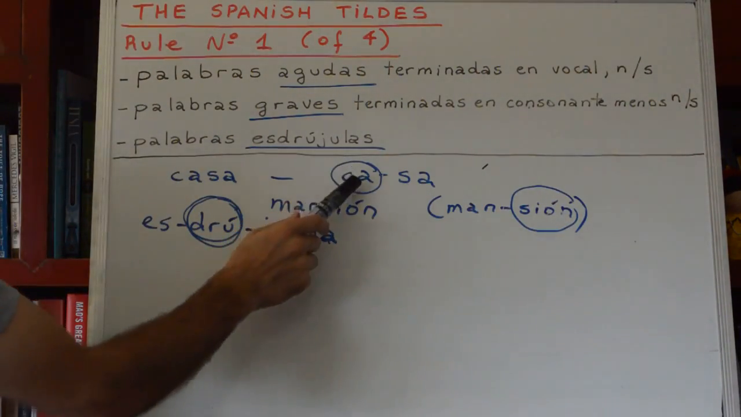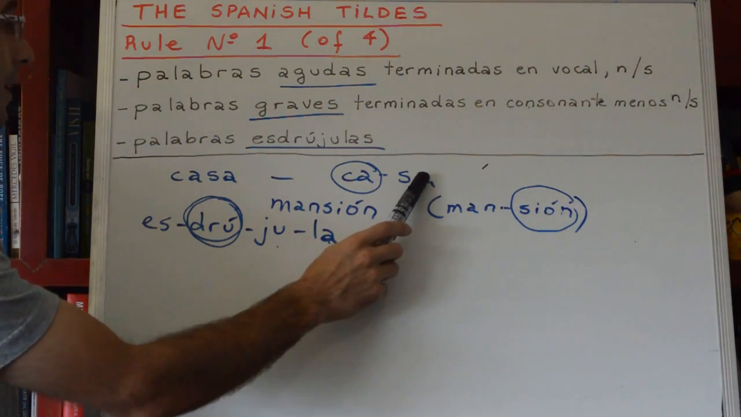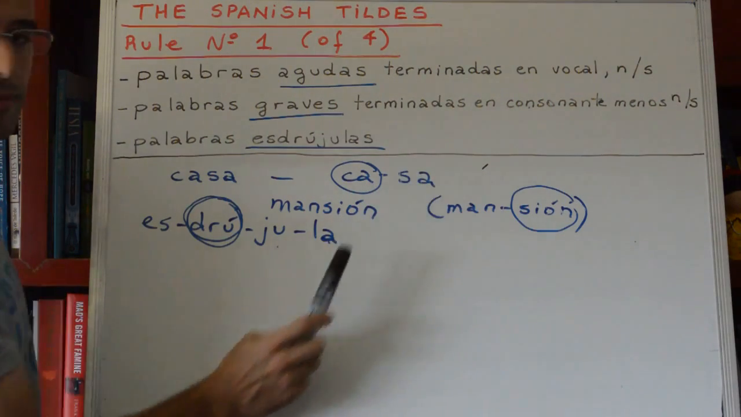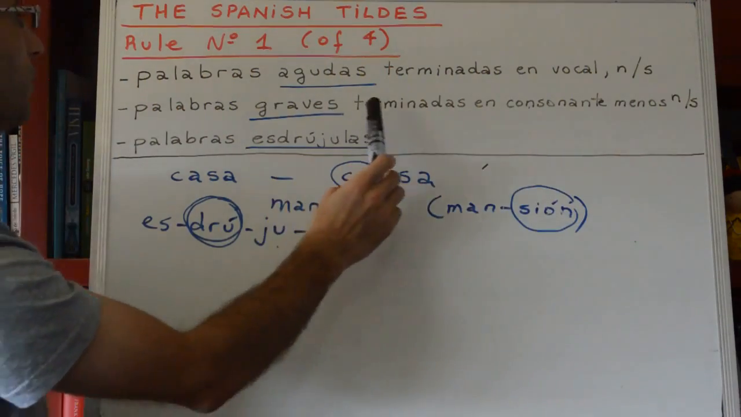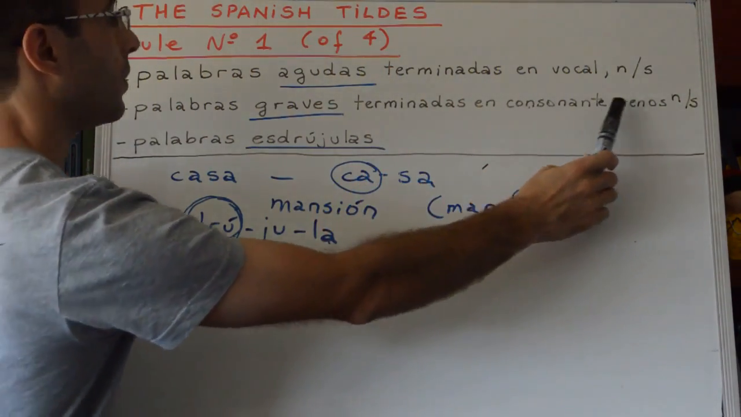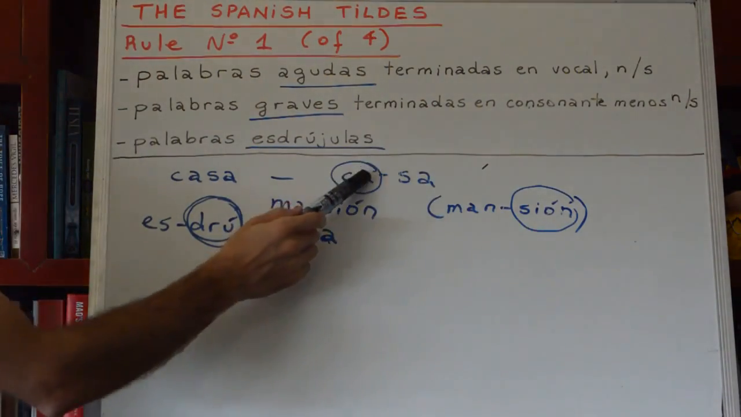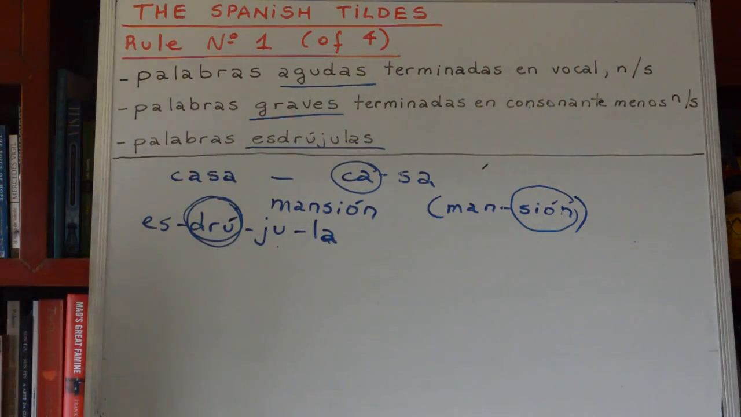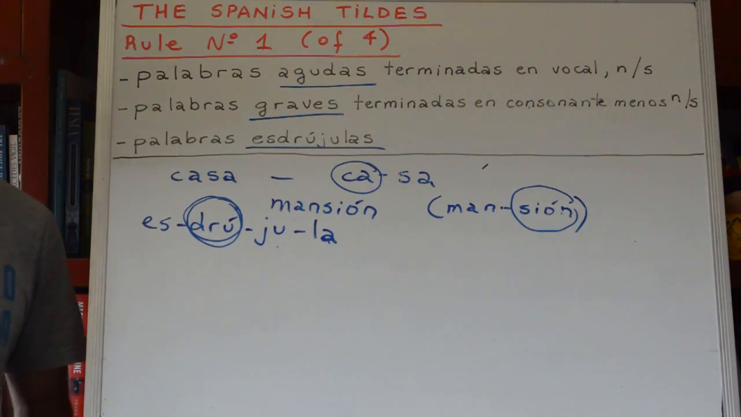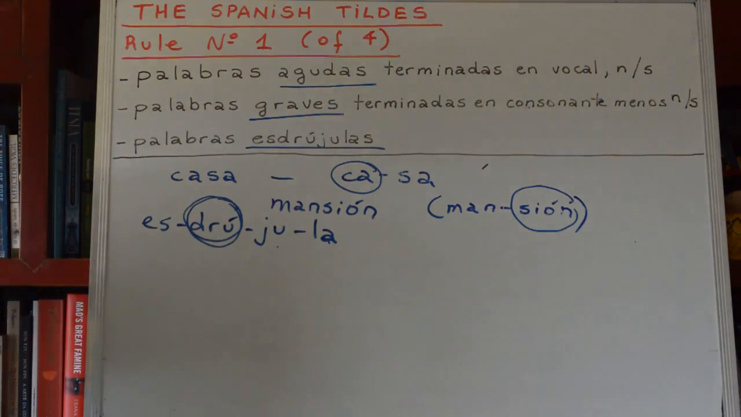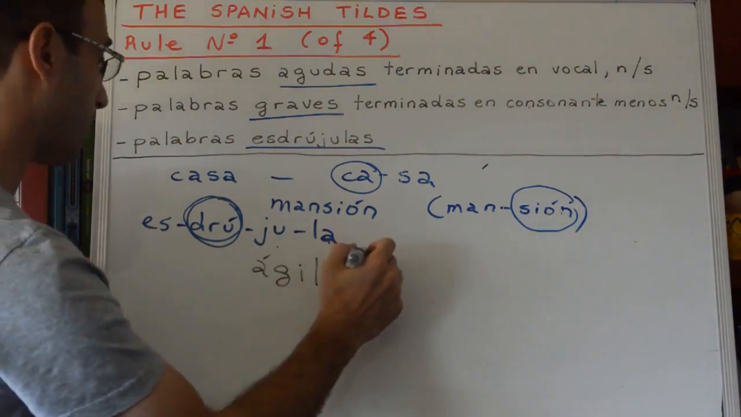So, why does casa not carry a tilde? Because it ends in a vowel, in vowel A, right? So the rule doesn't apply because it doesn't end in a consonant that is not N or S. It actually ends with a vowel. So the word casa is grave but does not carry a tilde. So let's try to find a word that is grave that does carry a tilde. For instance, ágil, right? Ágil means agile. We separate it like this.